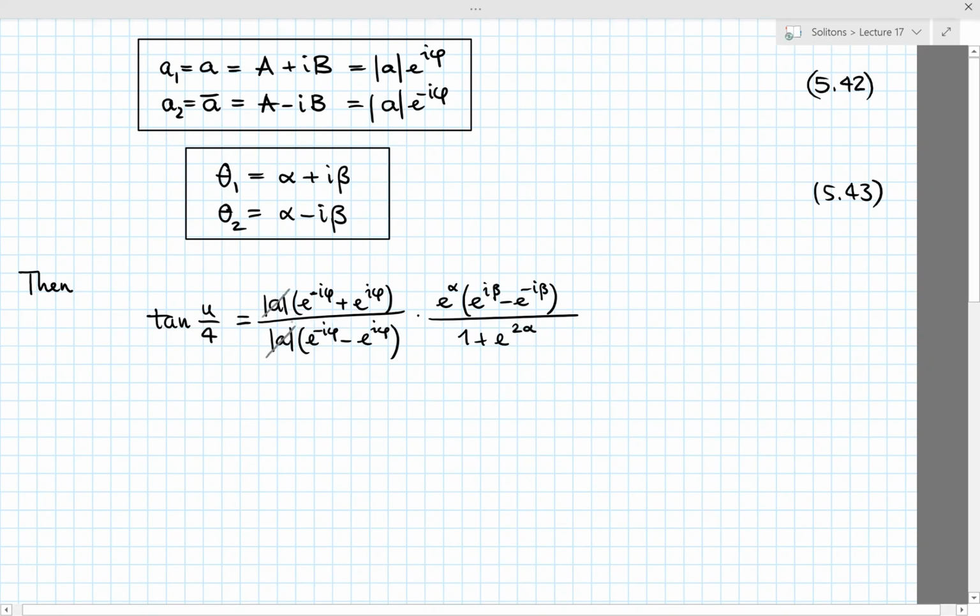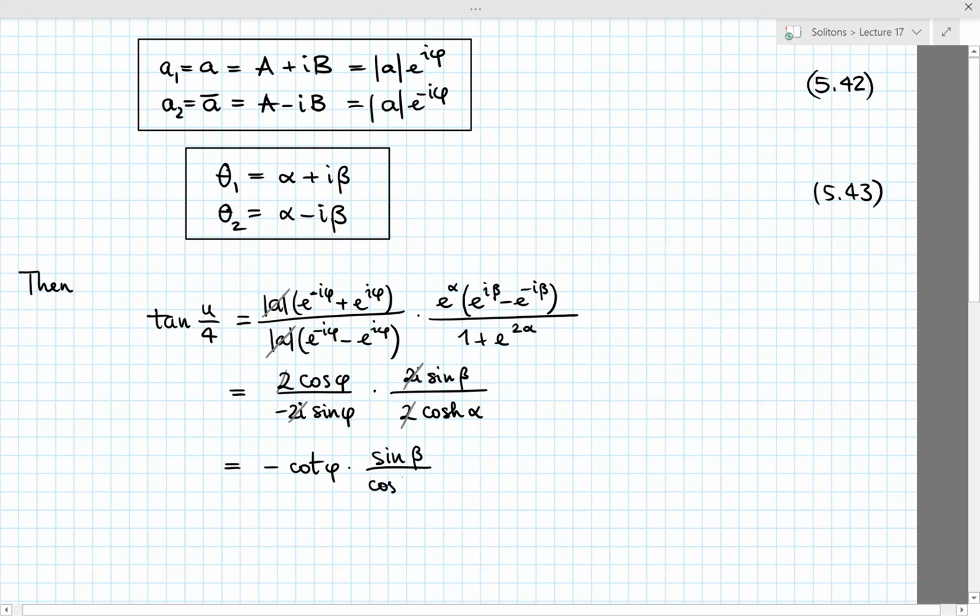I'll simplify the absolute values of A. And then I'll use trigonometric and hyperbolic functions to simplify. So we get, for the first factor, the numerator is 2 cos phi, and the denominator is minus 2i sine phi. For the second factor, we get the dependence on alpha is 1 over 2 cosh alpha, and the dependence on beta is 2i sine beta. So if I simplify the factors of 2 and 2i, we get minus cotangent of phi times sine of beta over cosh of alpha.